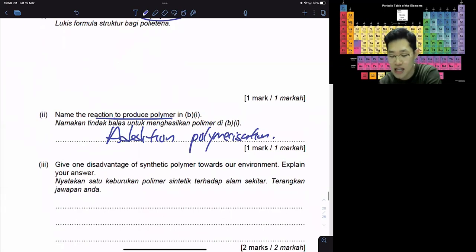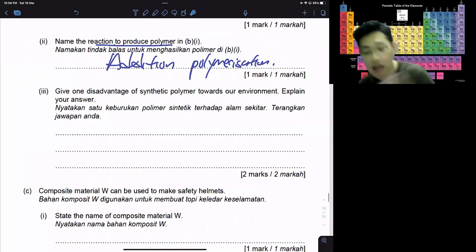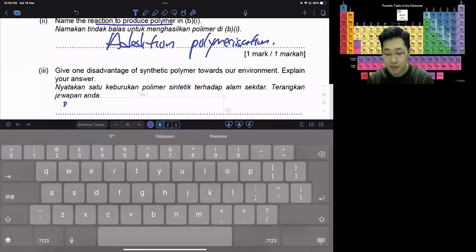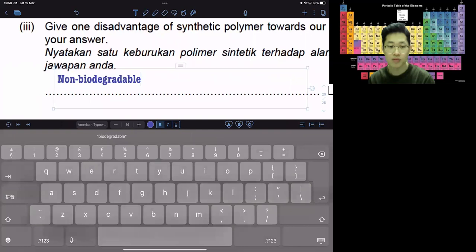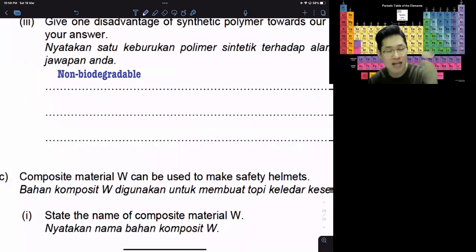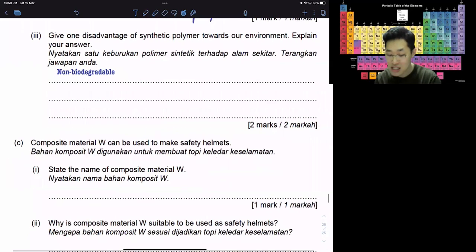One disadvantage of synthetic polymer towards our environment. Explain your answer. It causes pollution. Now you can write a lot, okay? You can say everything about plastic is non-biodegradable. Then I remember what you all taught me yesterday or this morning, I can't remember already. The breeding place for mosquito. Okay, flash floods, burning plastics produce toxic gases.